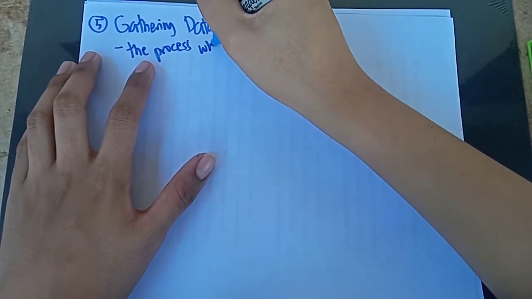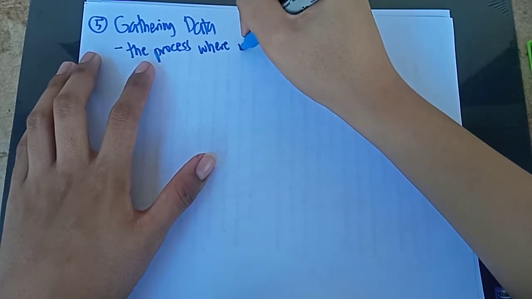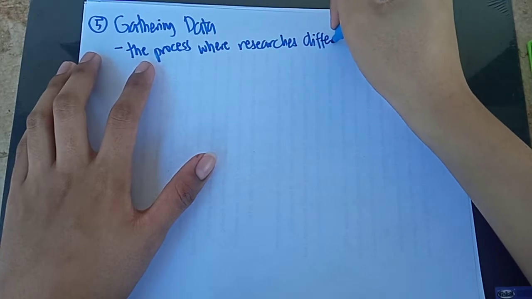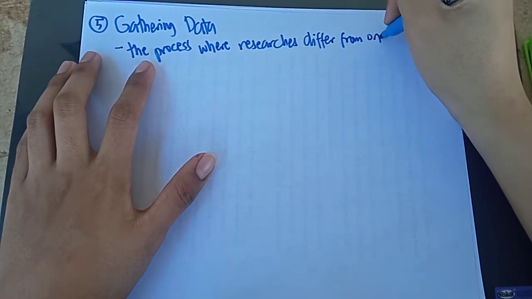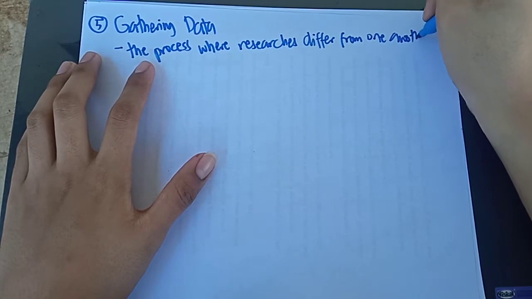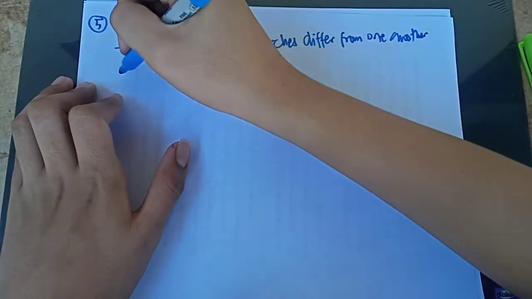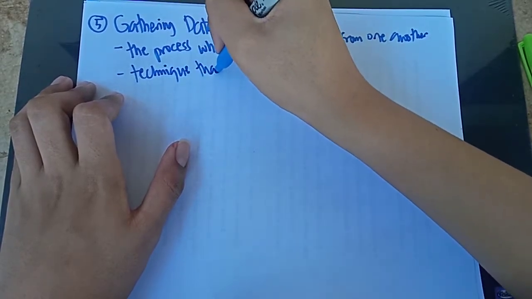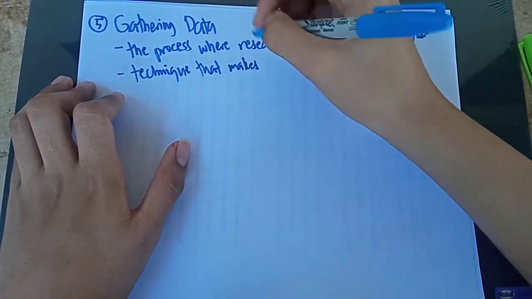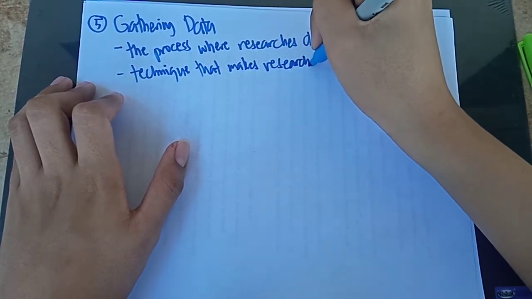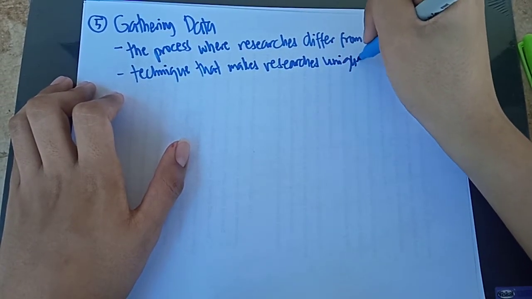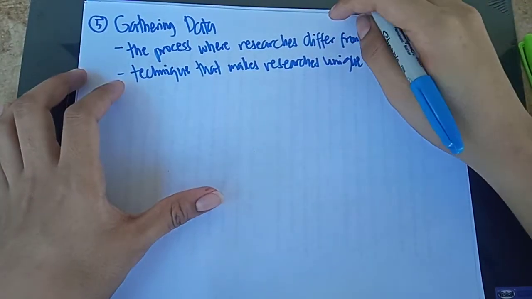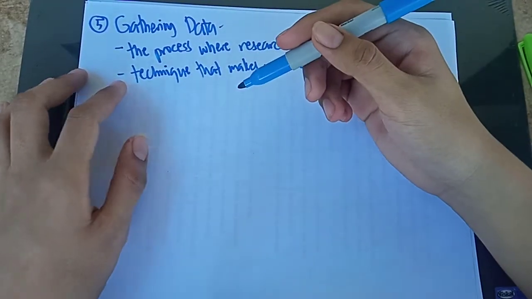Okay, where researches differ from one another. So, gathering data is a technique that makes researches unique on its own. Why? Because different types of researches have their own method of gathering data.